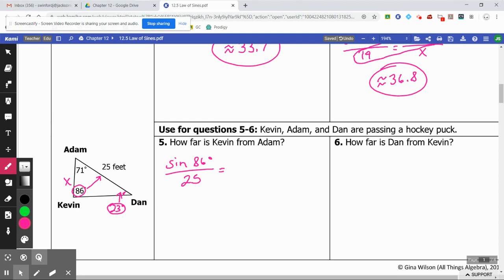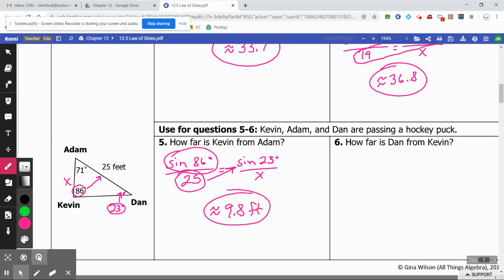So the sine of 86 over 25 equals the sine of 23 over this value. The way we type that in again is 25 times the sine of 23. And you'll divide that answer by the sine of 86, and you should get about 9.8 feet. And you can see that he is a good bit closer. The second part says, how far is Dan from Kevin?